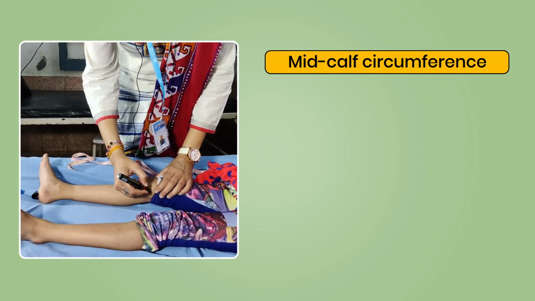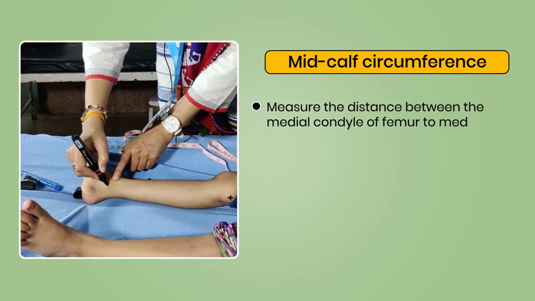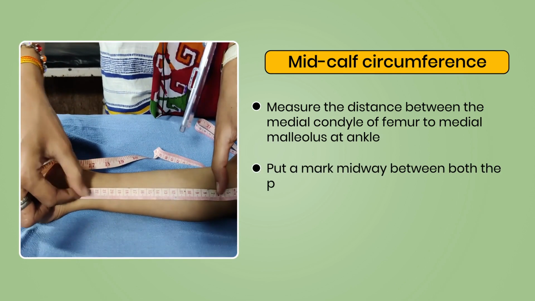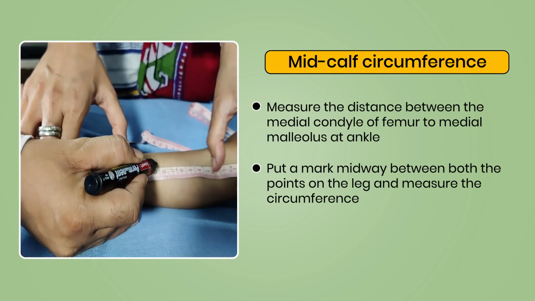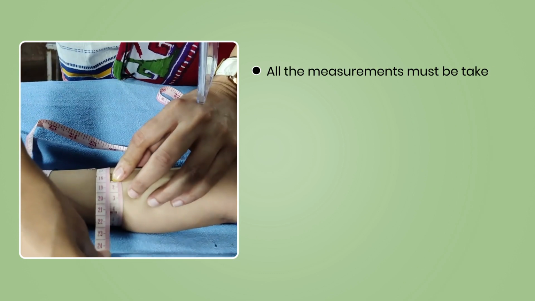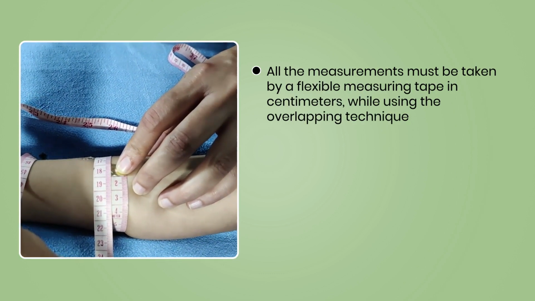Mid-calf circumference. Measure the distance between the medial condyle of femur to medial malleolus at ankle. Put a mark midway between both the points on the leg and measure the circumference. All the measurements must be taken by a flexible measuring tape in centimeters while using the overlapping technique.